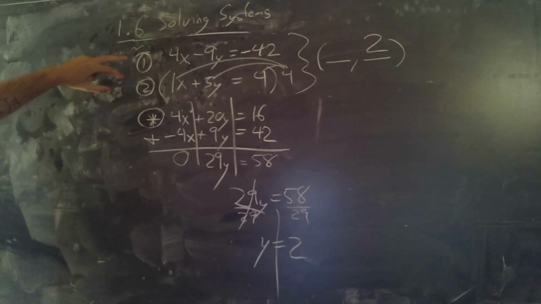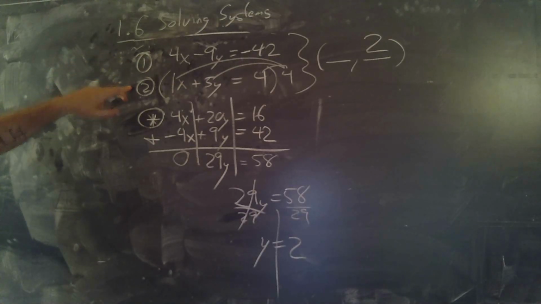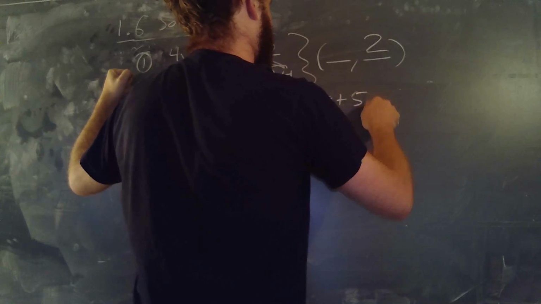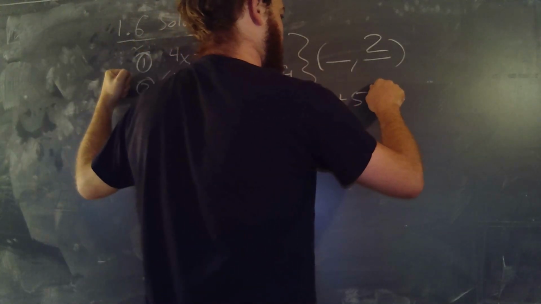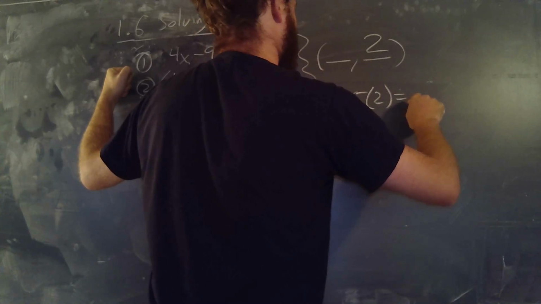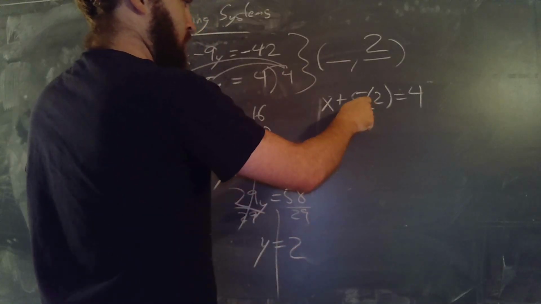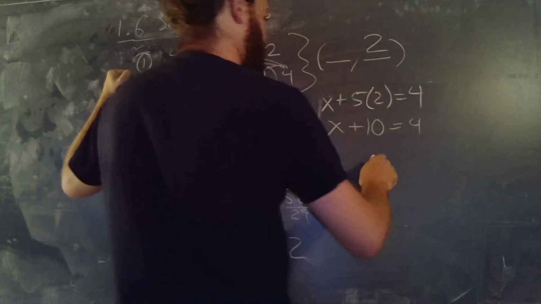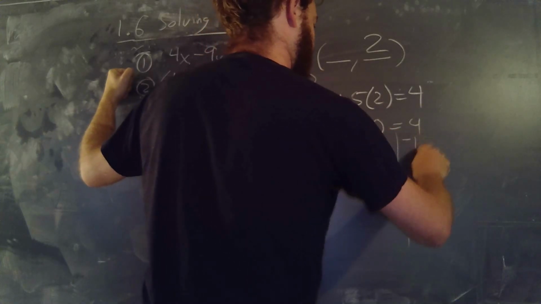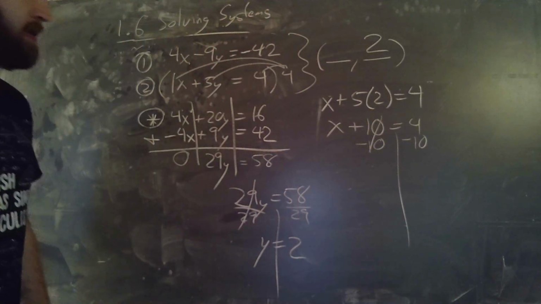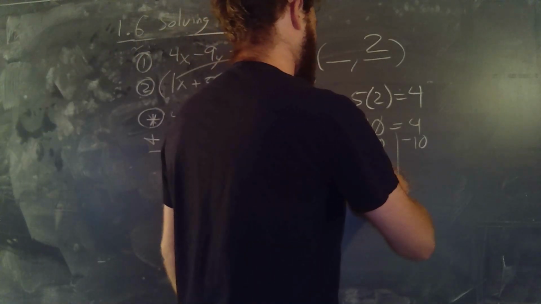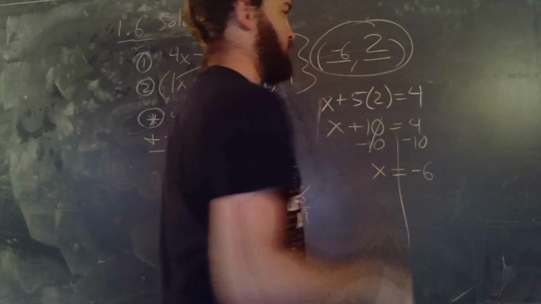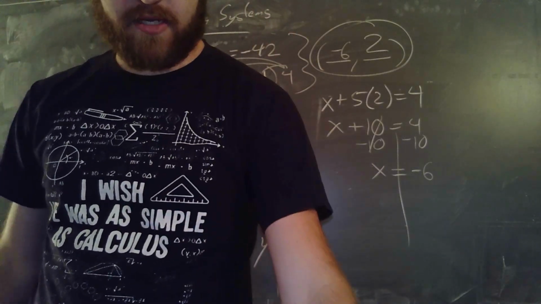Then I'm going to pick my favorite equation, either equation 1 or equation 2. Again, I like equation 2. So that's 1x plus 5, and I'm going to plug in the value I found for y. So 5 times 2 is equal to 4. Okay, so 5 times 2 is just 10. And then I can get the x by itself by subtracting 10 from both sides, which will cancel the 10 off of the left-hand side, leaving with 1x equal to 4 minus 10, which is negative 6. And boom, our answer is negative 6, comma 2.